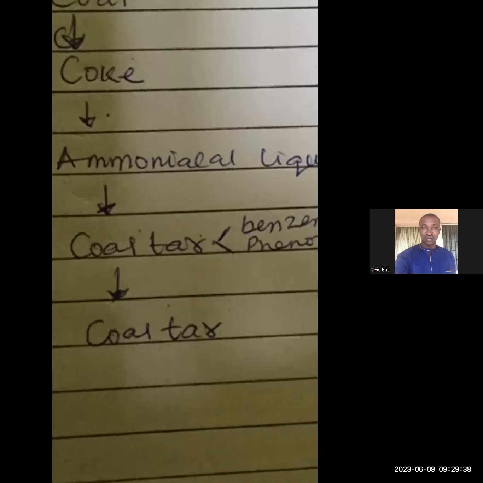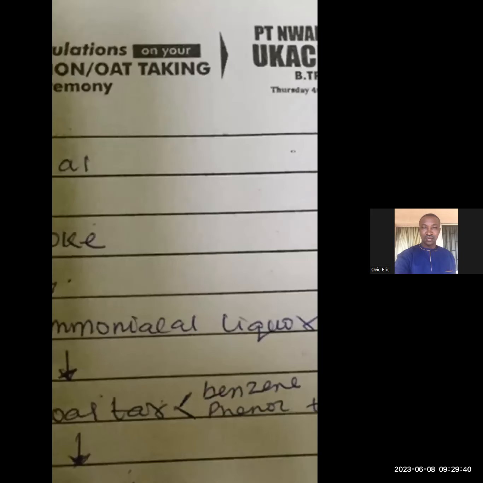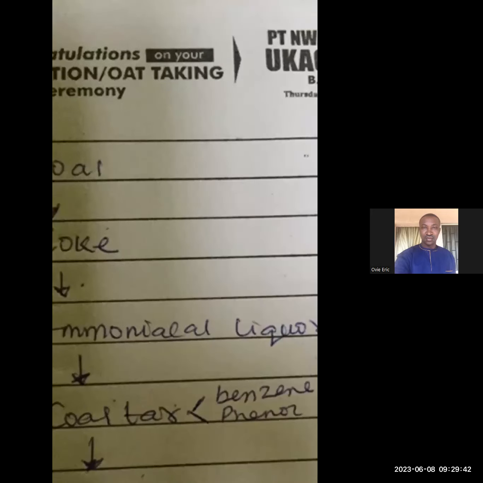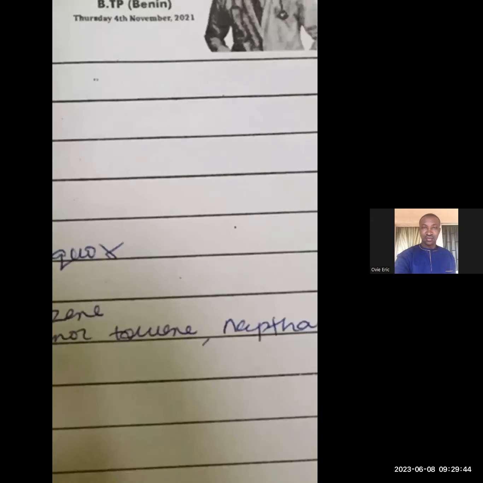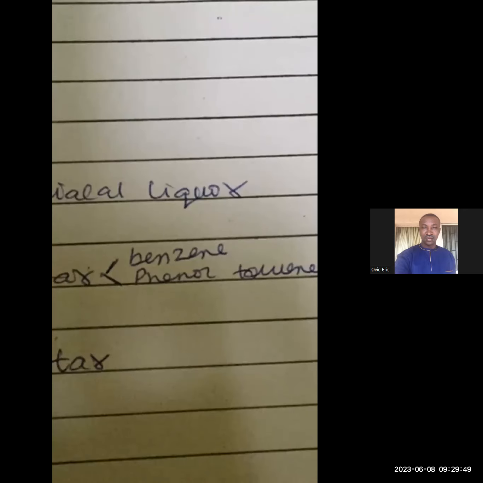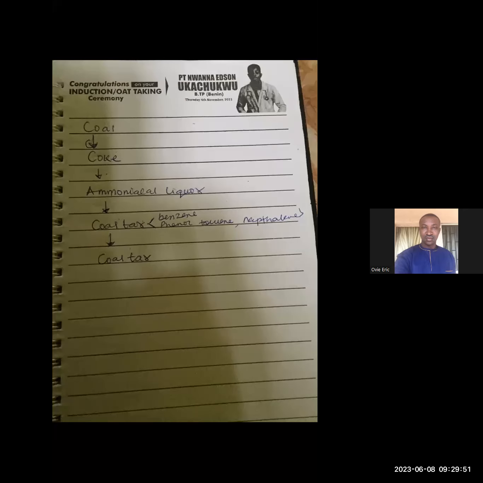Of course, if all these materials are present, all this will make things work out very, very well. We have naphthalene, toluene, all those things are rich things. I'm sorry for cutting you people off from that.